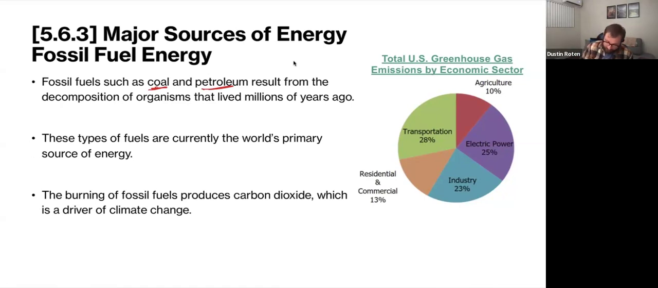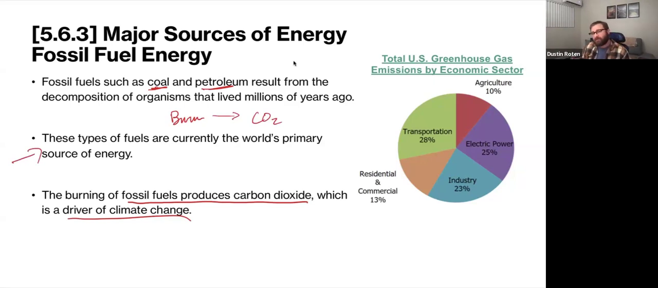Do keep in mind that when you burn that, it does lead to CO2 emissions and some other stuff, but the big thing is CO2. That's carbon dioxide, and that's essentially what drives global warming. So the burning of fossil fuels produces CO2, which is a driver of climate change. Unfortunately, this is some of the most widely used energy in the whole planet. So hopefully the world can actually transition away from this at some point.